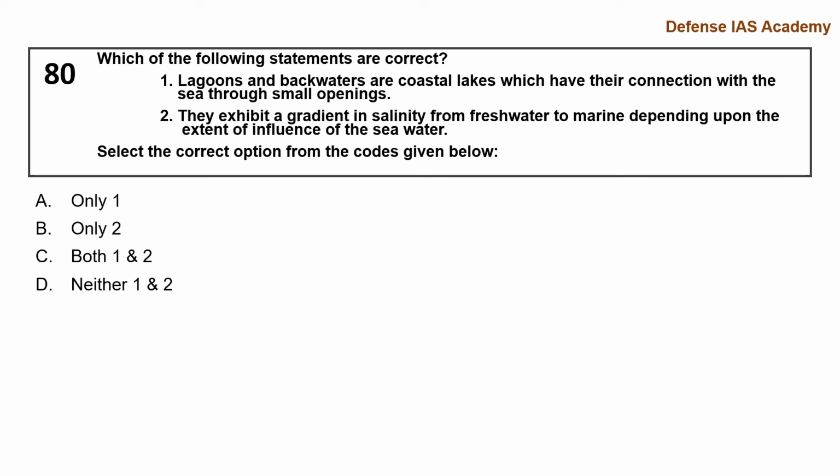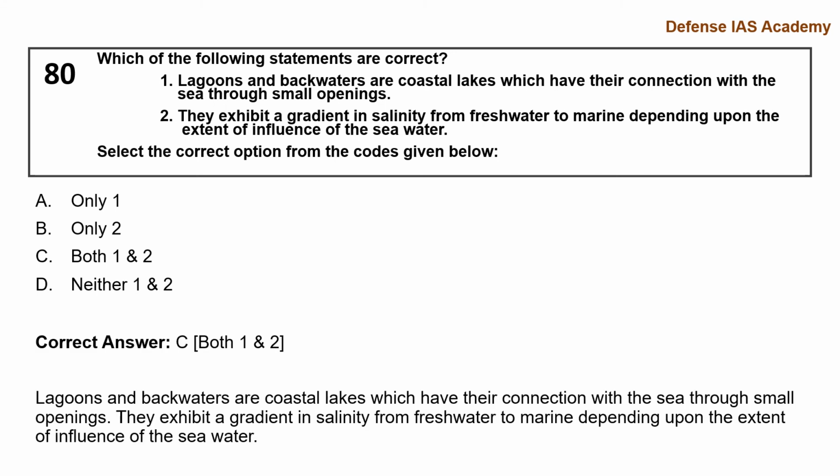Question 80. Which of the following statements are correct? 1. Lagoons and backwaters are coastal lakes which have their connection with the sea through small openings. 2. They exhibit a gradient in salinity from fresh water to marine depending upon the extent of influence of the seawater. Select the correct option from the codes given below. The correct answer is option C, both 1 and 2.